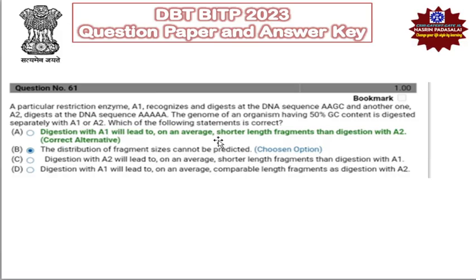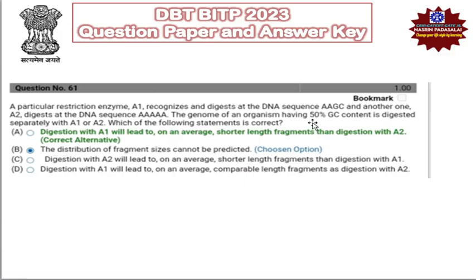Now they are asking which of the following statements is correct. The correct statement is option A: the digestion with A1 will lead to, on average, shorter length fragments than digestion with A2. Simple. If you check the restriction enzymes, the recognition site for A1 is AAGC, so GC is there, whereas the recognition site for A2 has only A.